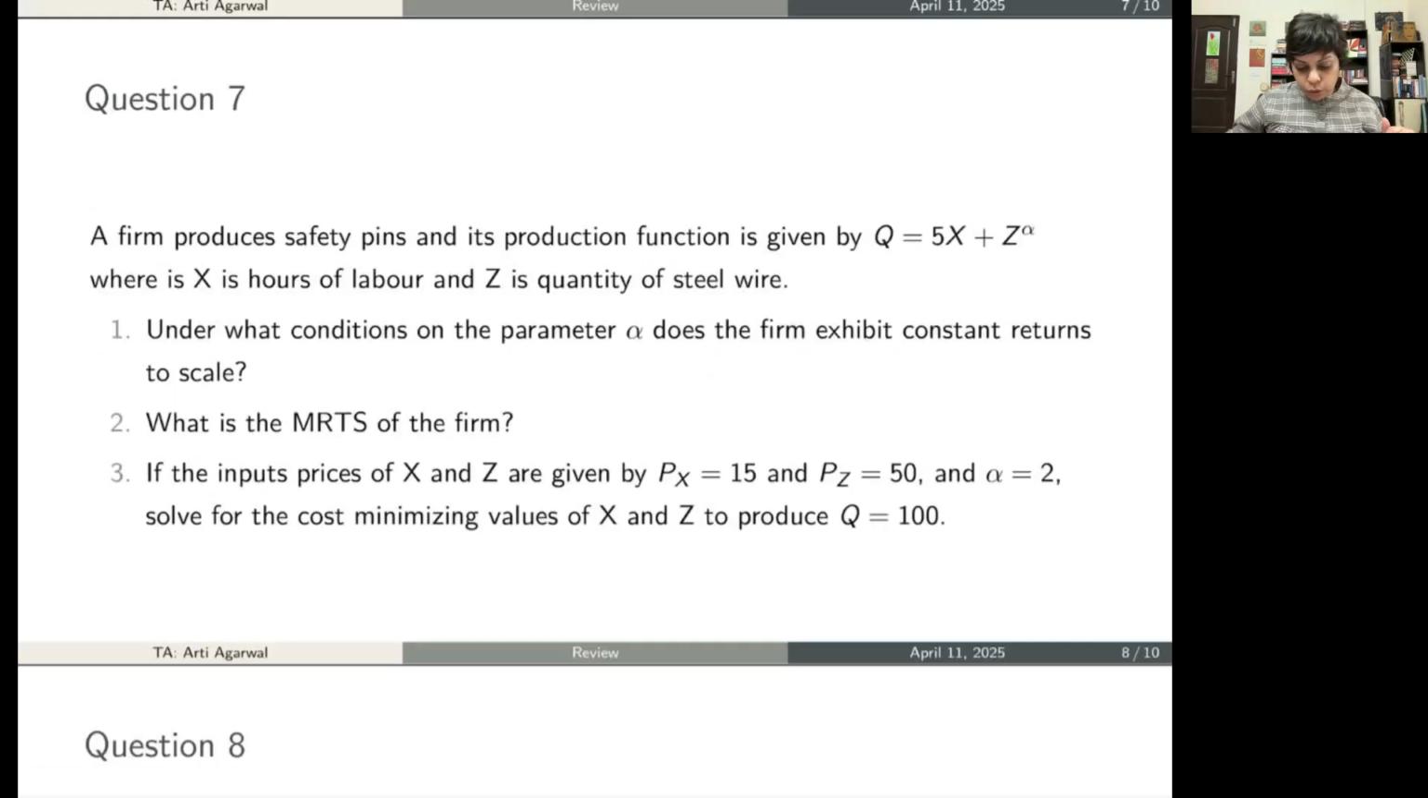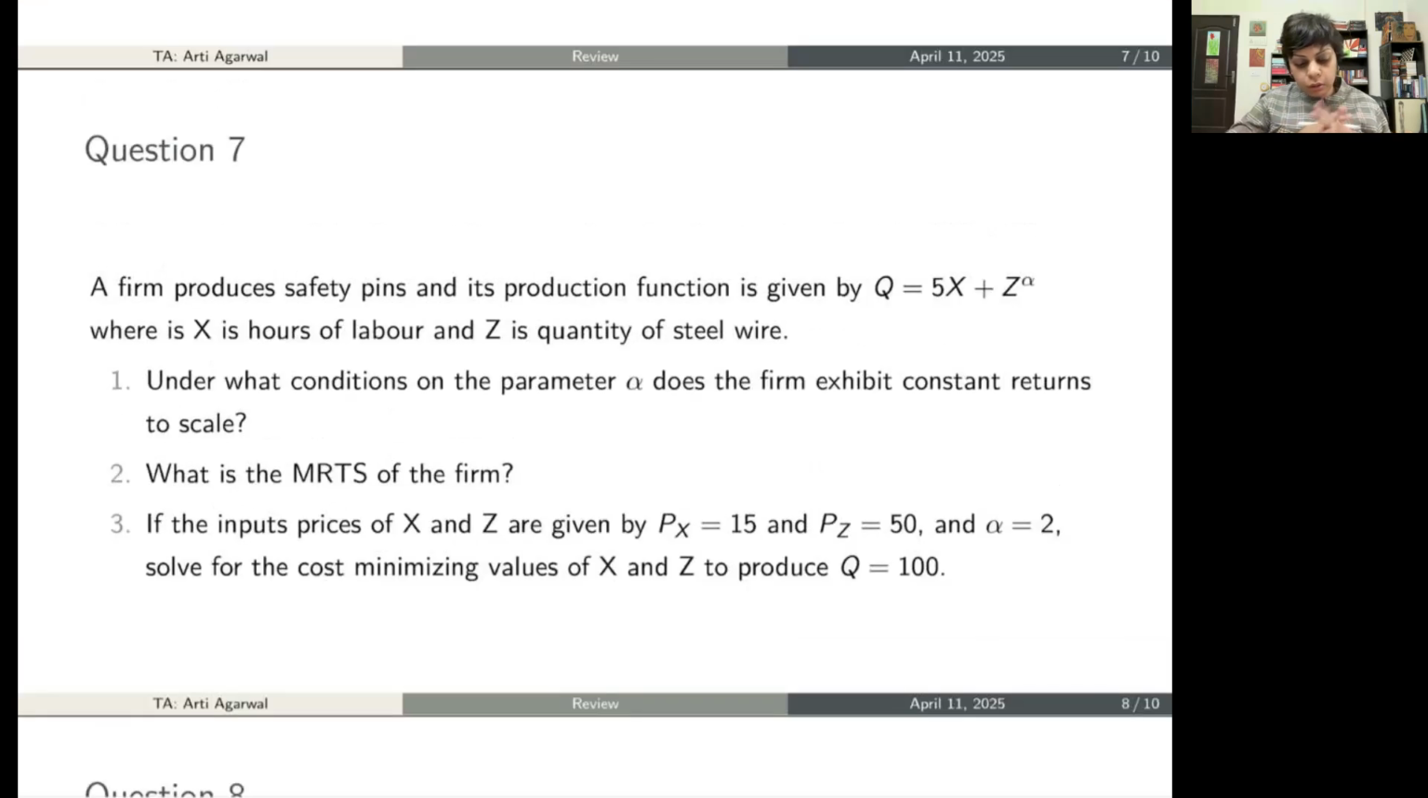Okay, let's go to the next question. We are given a firm which produces safety pins, and its production function is given by 5x plus z to the power of alpha. x is hours of labor and z is quantity of steel. You're asked, under what conditions on the parameter alpha does the firm exhibit constant returns to scale? Here, basically, if you remember the condition for constant returns to scale, increasing returns to scale, decreasing returns to scale, then this will not be too difficult. What is the condition?